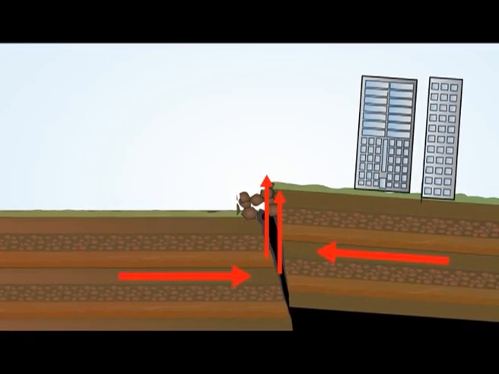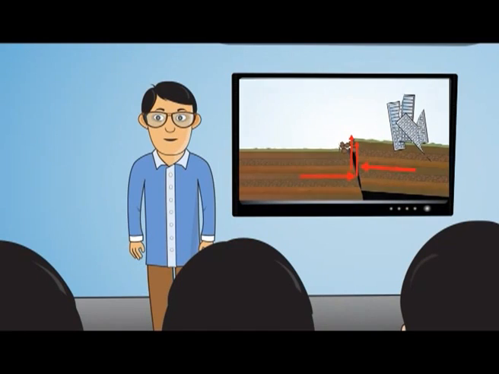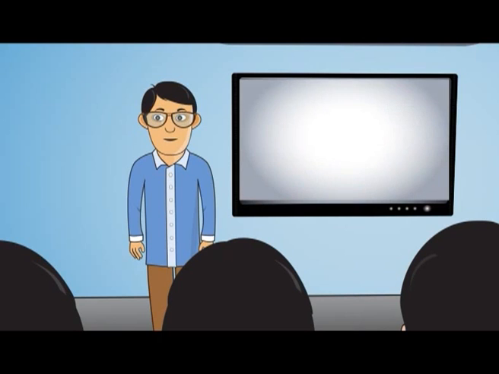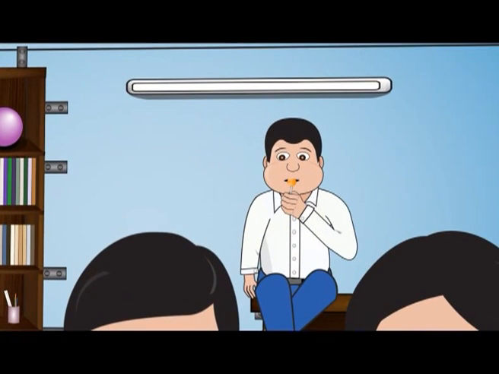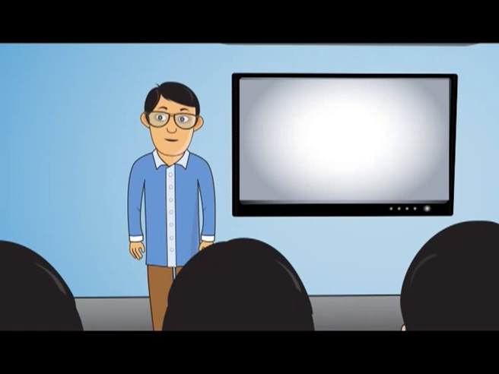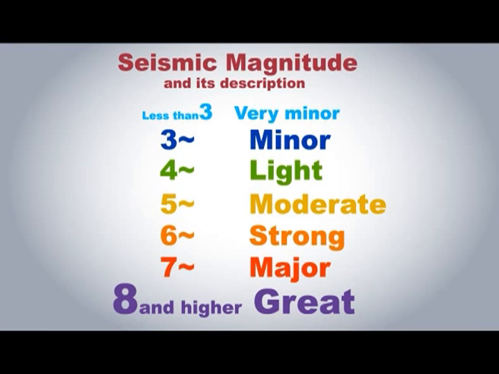Just like that, when the plates slip, they release very strong force that trembles and shakes our ground. We call this shaking and trembling of the ground an earthquake. The ground waves of earthquake can be very devastating and they can also break buildings and roads. We actually have an earthquake scale to measure how strong an earthquake is. Here, this is a Richter magnitude scale.